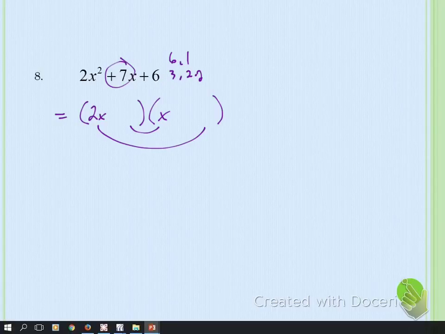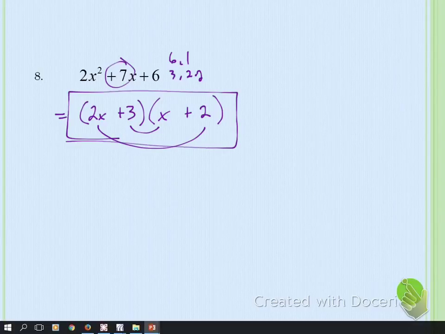2 times 2 is 4. 4 plus 3 is 7. That's the combo I need. I need to link the 2's. So on the other end of this smile with the 2x, I'm going to put a plus 2. Make this a plus 3. And we are finished. If I were to FOIL this back out, I will get that trinomial right there.